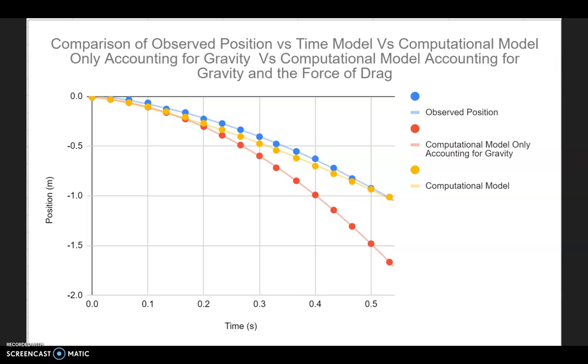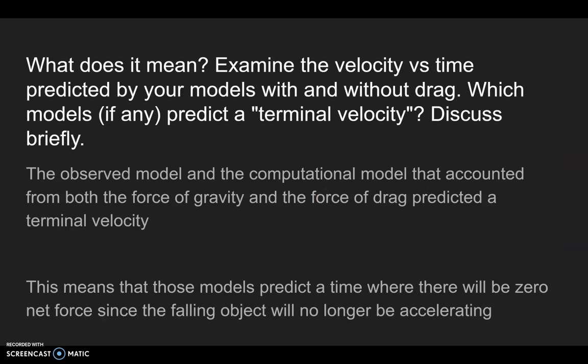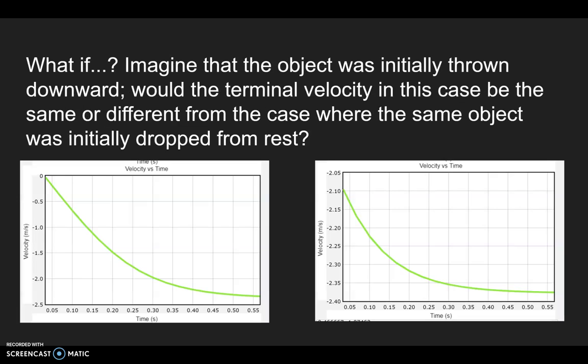The slight deviation is probably due to the Tracker system of analysis, as selecting the center of mass of the cup became harder to accurately do as the cup accelerated since the frames got more and more blurry. The observed model and the computational model that accounted for both the force of gravity and the force of drag predicted a terminal velocity. This makes sense, as the drag force would eventually equal the force of gravity, which makes the net force on the cup equal to 0. This means that these models predict a time where there will be 0 net force, since the falling object will no longer be accelerating. The model that only accounts for gravity does not predict a terminal velocity, since it predicts that the cup will continue to accelerate as time increases.